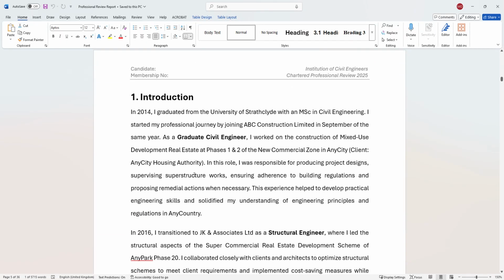So this is very important. This gives the assessors a very, very good picture as to what the candidate has been up to since they started their career, the sort of projects they've worked on. And from this, the assessors will start to create a picture in their mind.